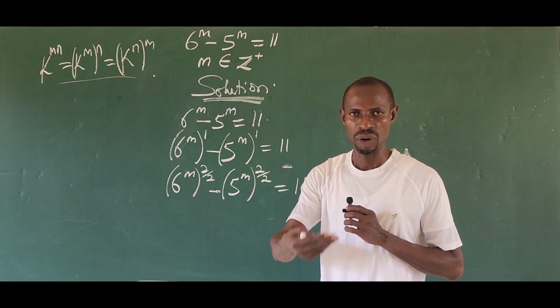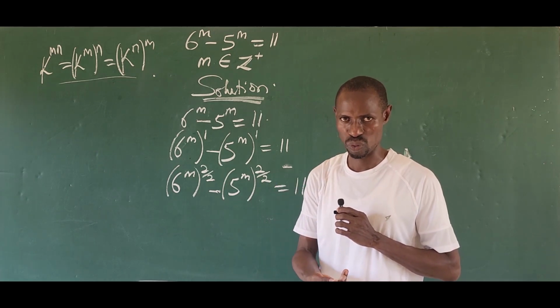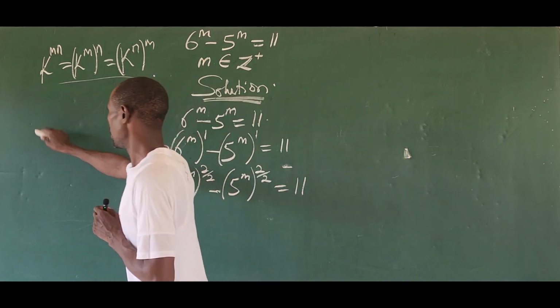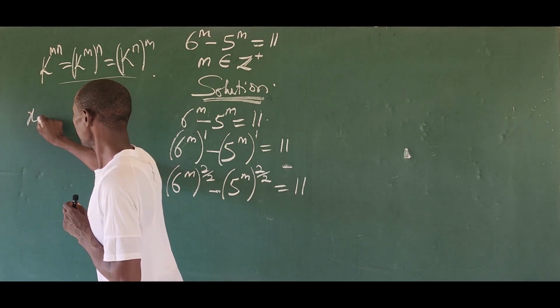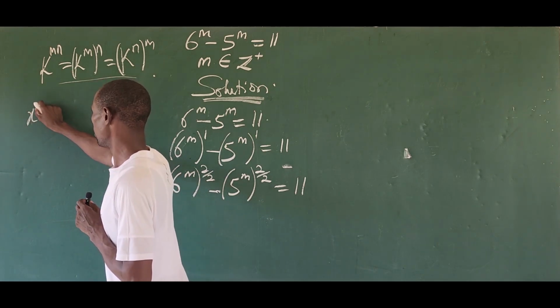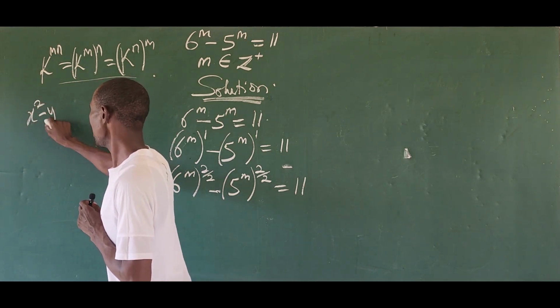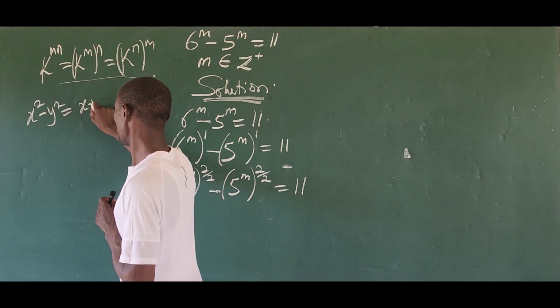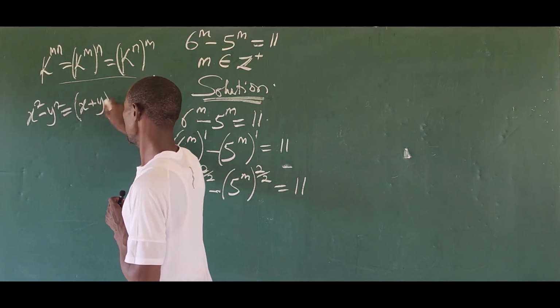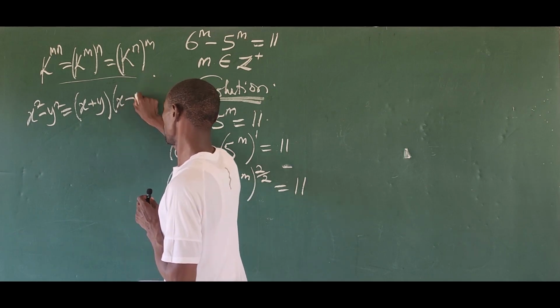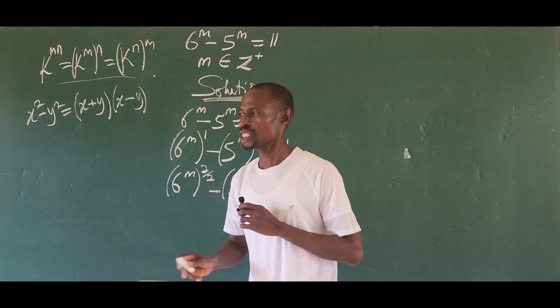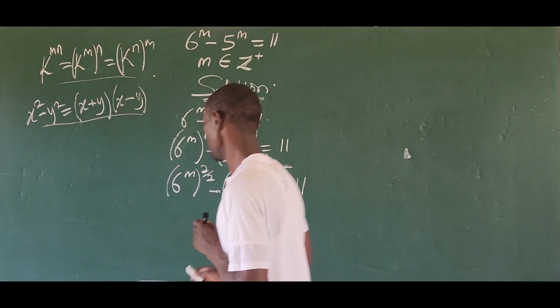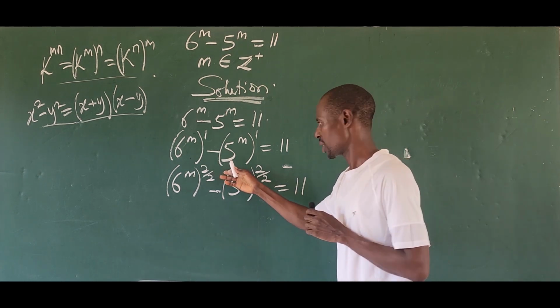We have an idea of the difference of two squares, which says that if you have x to the power of 2 minus y to the power of 2, this is equal to (x plus y)(x minus y). This is what we call the difference of two squares. So that is what we're working towards to bring out.